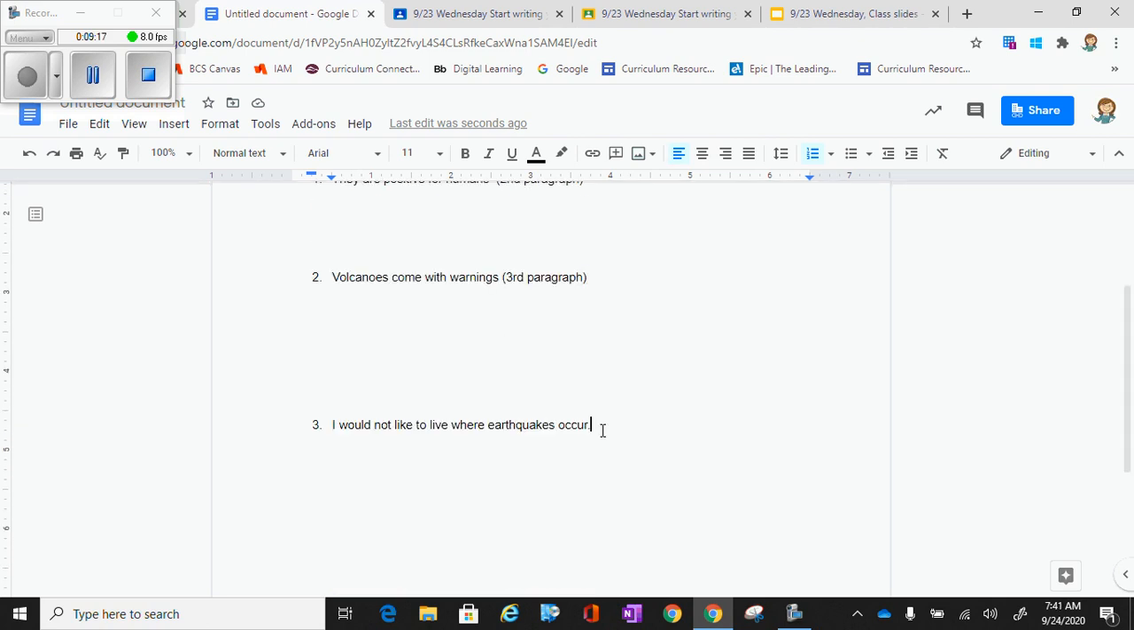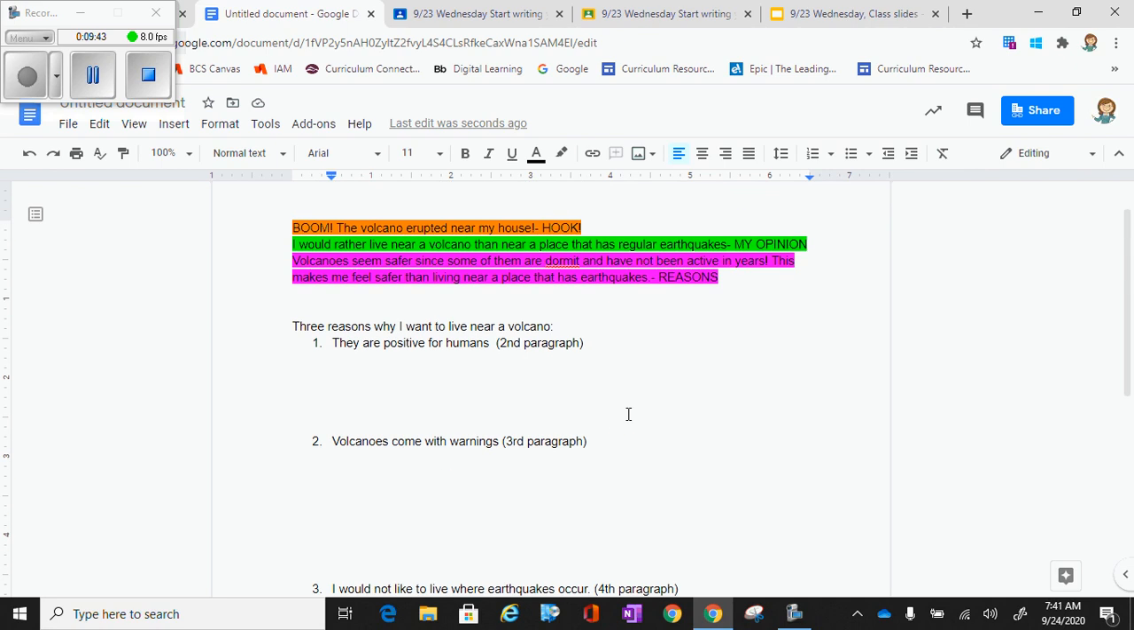Your next paragraph is actually going to be your fourth paragraph. And this one you think of as an opposite. So if you chose living near a volcano, then the opposite of that would be, I do not want to live where earthquakes occur. So then down here, you would give me reasons why you don't want to live where an earthquake could occur. All right? So those are the paragraphs that you need to have.